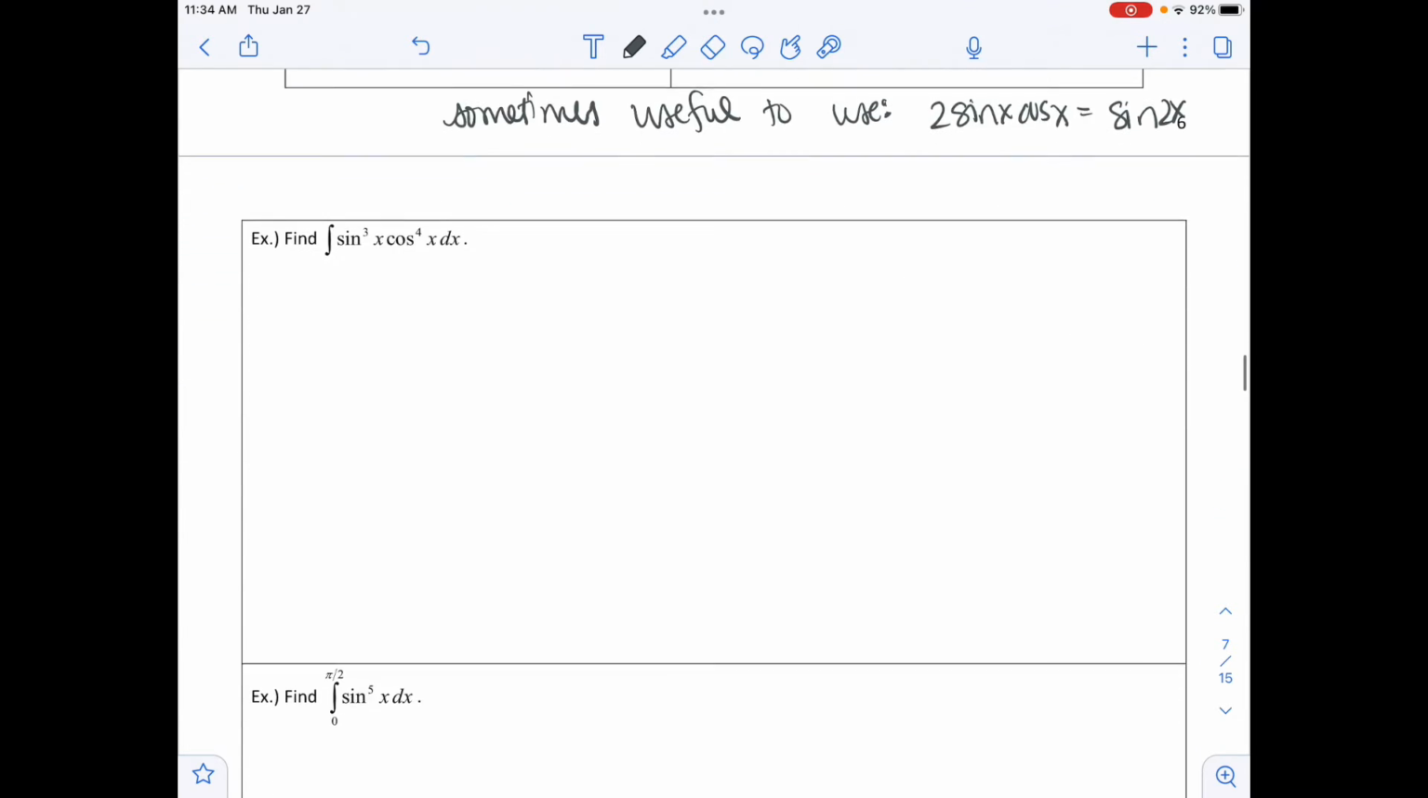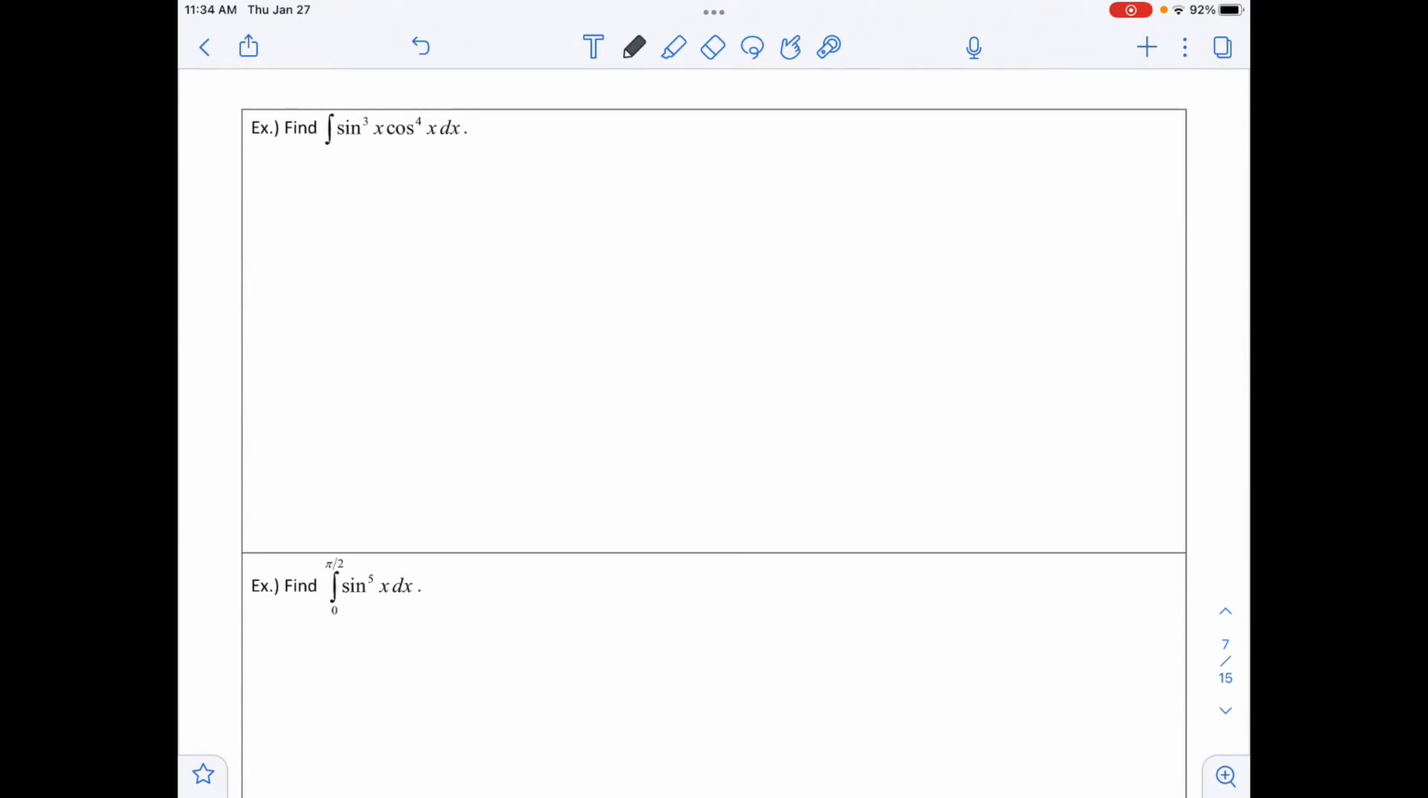So we have some examples on the next page that we're going to look at. The first one says, find the integral of sine to the third x times cosine to the fourth x dx. And since our sine is odd, we're going to go ahead and rewrite that and break off one of the sines and then write the other ones. That would be an even power.